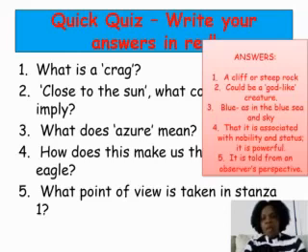So we know that a crag is a cliff or steep rock. Close to the sun, what could it imply? It could be a godlike creature. Azure is blue, as in the blue sky and the sea. Number 4, how does this make the eagle seem? That he's associated with nobility and status, he's powerful. And number 5, what point of view is taken in stanza 1? It's told from an observer's perspective.